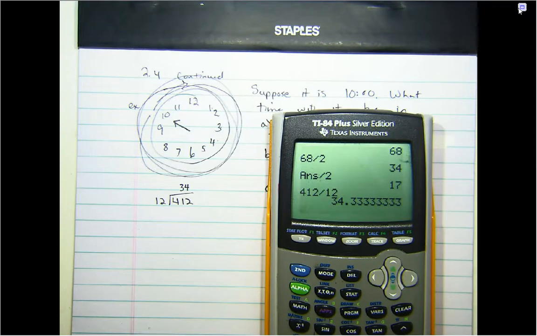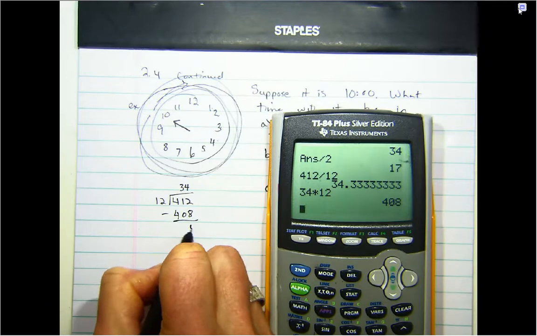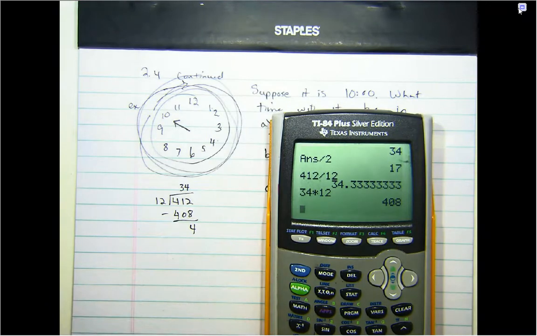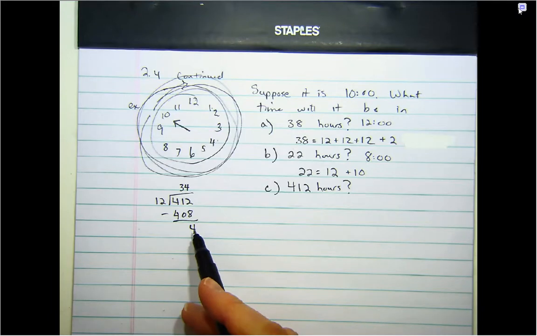So how many hours would that be? We'll go ahead and find out. We'll take the 34 times the 12. 408. So we can go around the clock 34 times, taking out multiples of 12 hours out of the 412 hours altogether. And by doing that, we take away 408 hours. And that leaves 4 hours left after that.